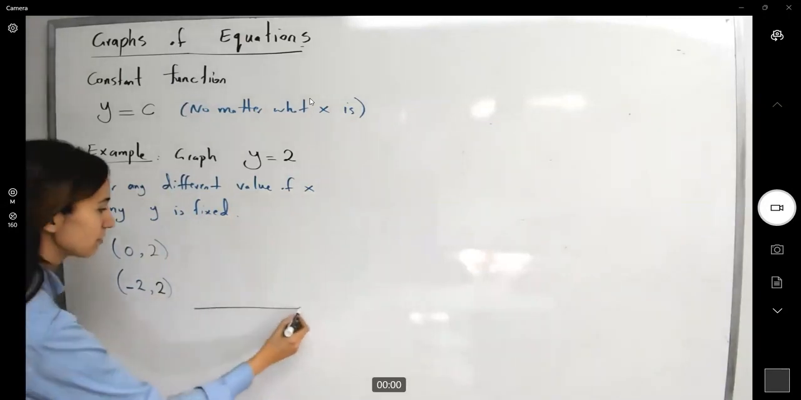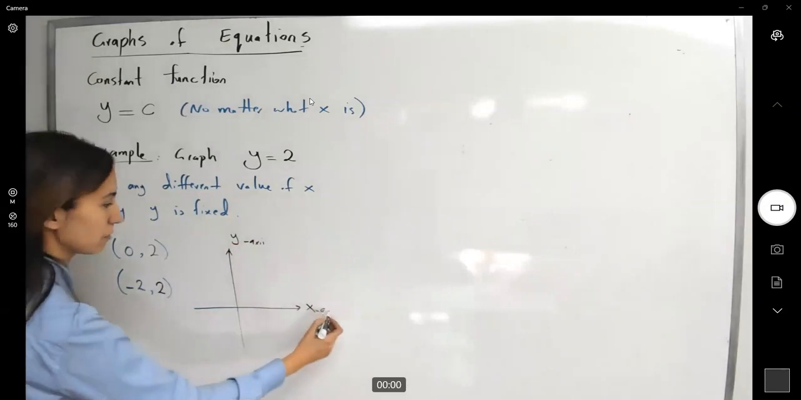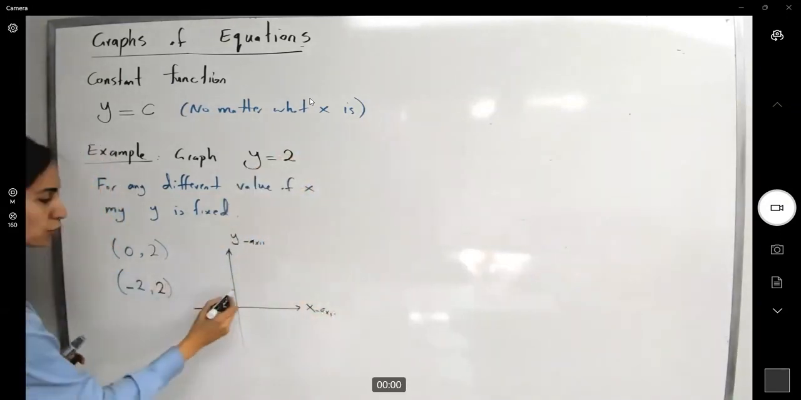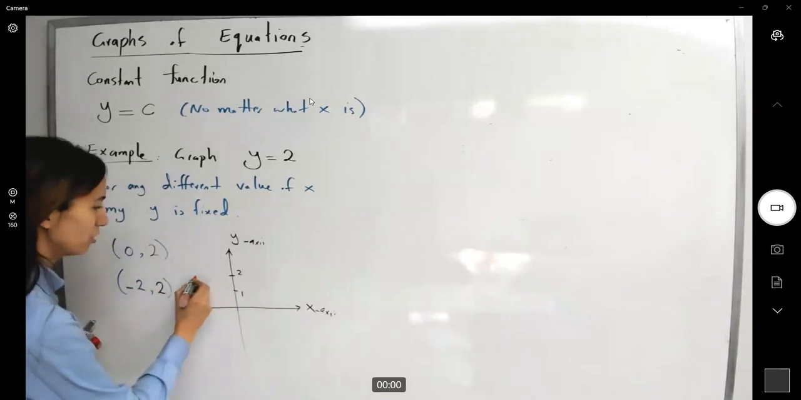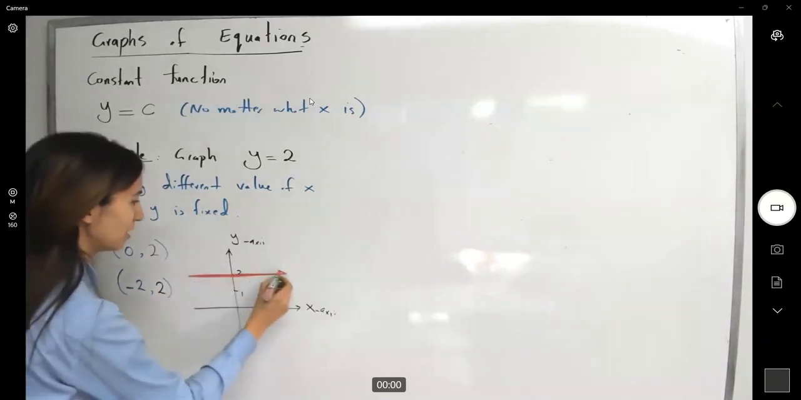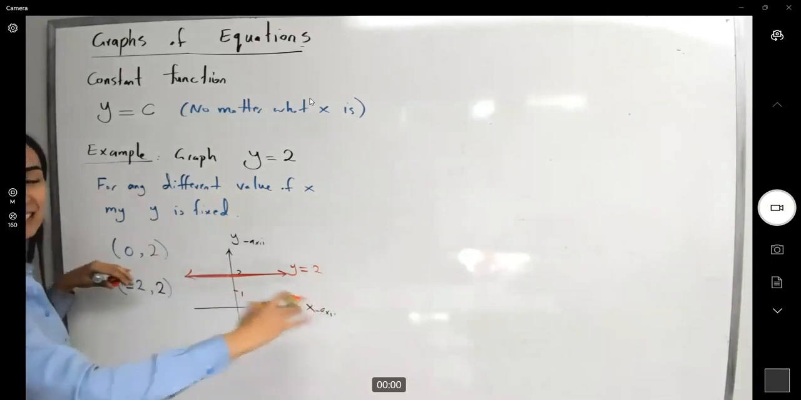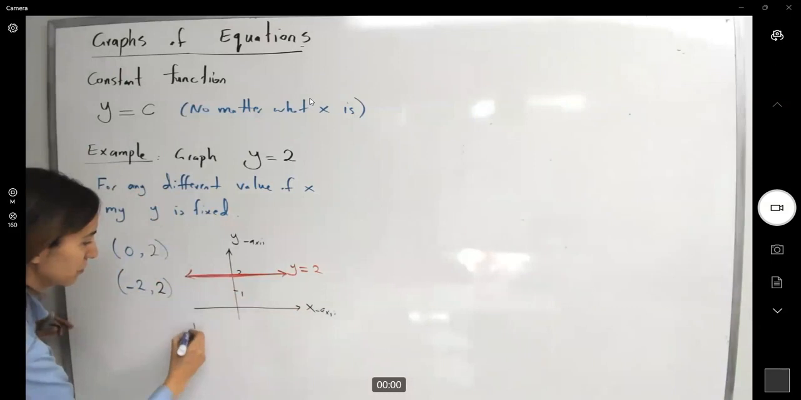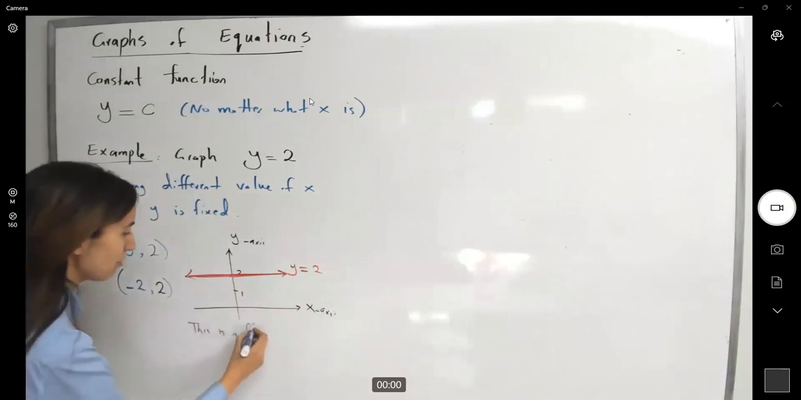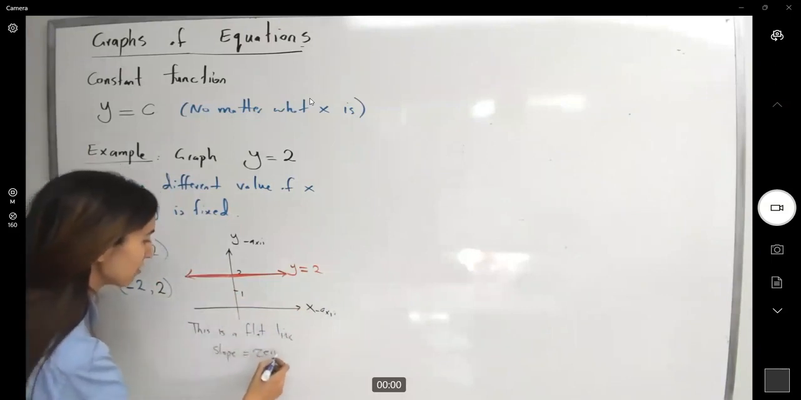Here I have my x-axis, and here I have my y-axis. My y is always 2. So the graph is going to be y equals 2. We have a line which is flat. The slope of this line is 0. So this is a flat line. Slope is 0.